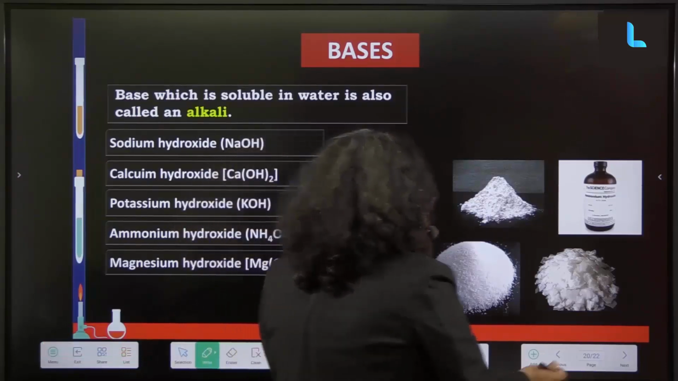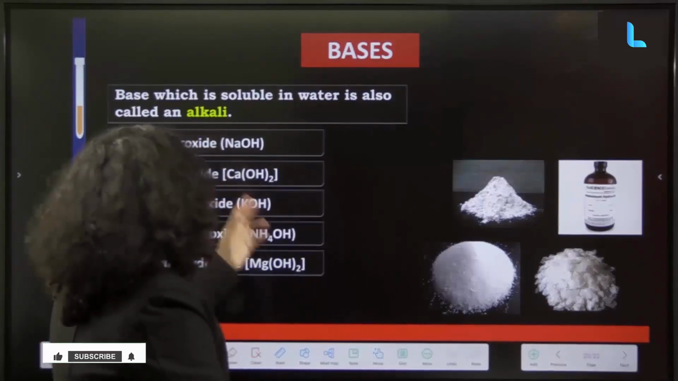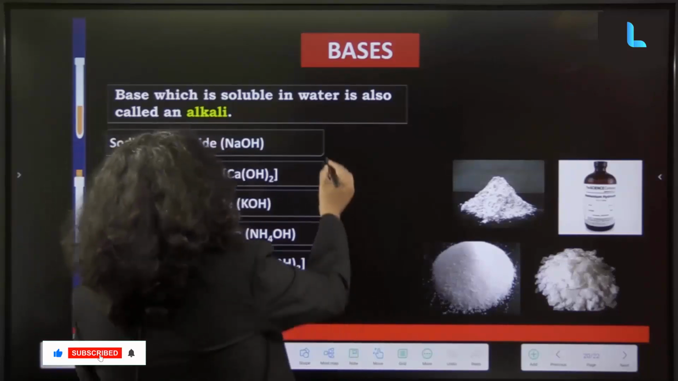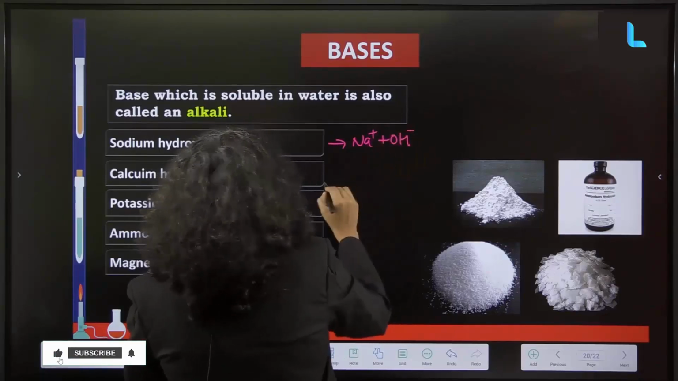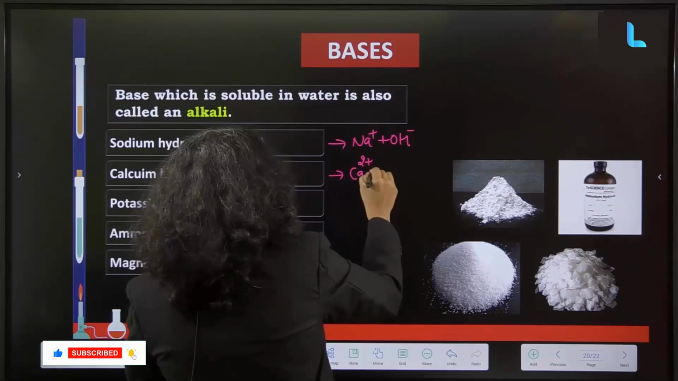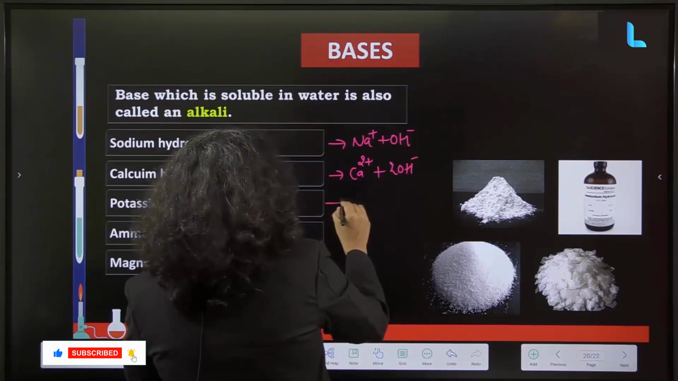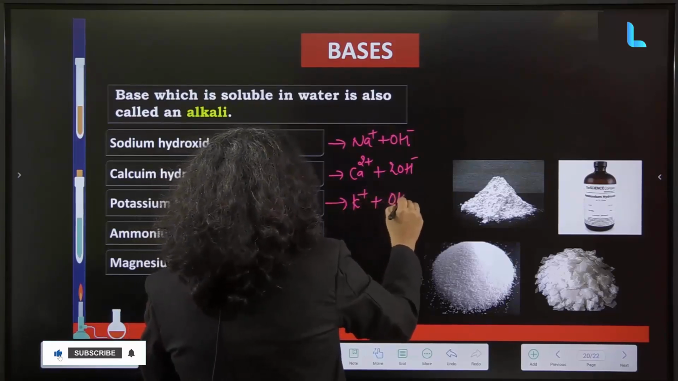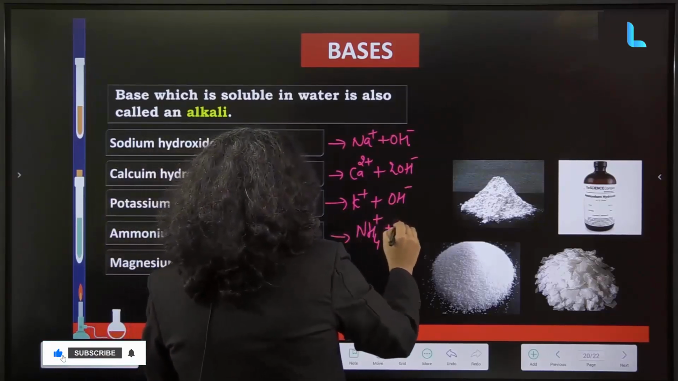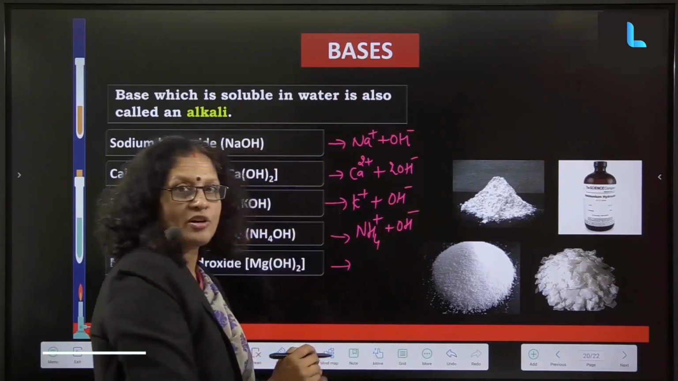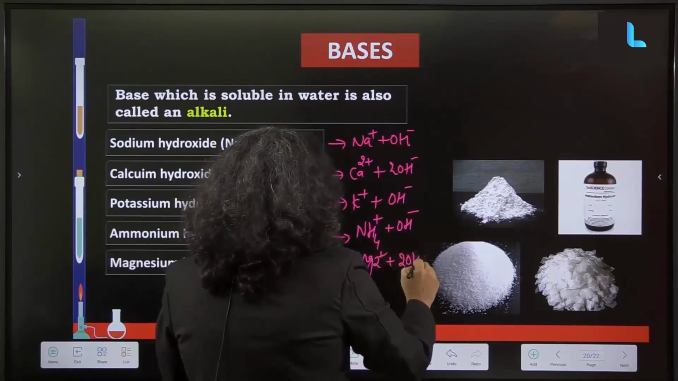It looks like flakes. These substances are bases, and a base which is soluble in water is also called an alkali. On dissolving in water, they undergo ionization. So what kind of ionization? NaOH will give Na plus and OH minus. Ca(OH)2 will give Ca2 plus and 2OH minus. KOH will give K plus and OH minus. NH4OH is a weak base, but it will also give NH4 plus and OH minus. Magnesium hydroxide will give Mg2 plus and 2OH minus.